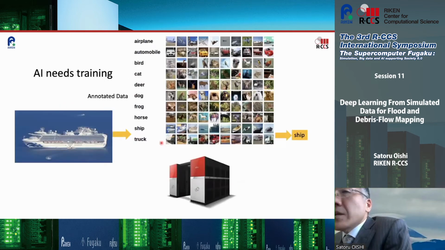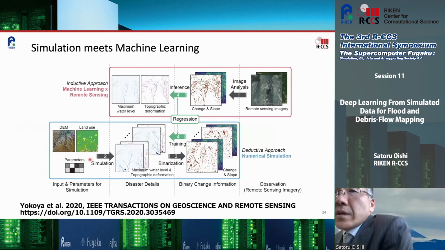However, machine learning requires training. So if machine learning is to identify this is a ship, we put in many photos of ships. These are ships or these are airplanes and automobiles, by annotating them. So by making the training, that machine learning can identify this is a ship. But unfortunately, disasters happen less frequently. Therefore, we need to make the training data by simulation.